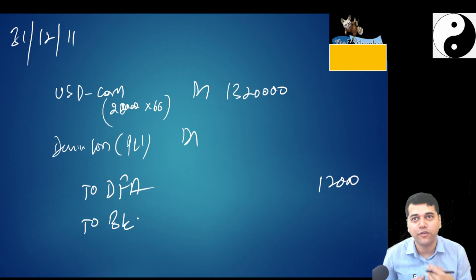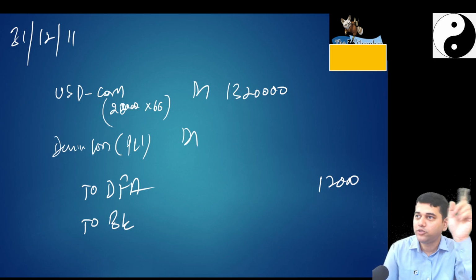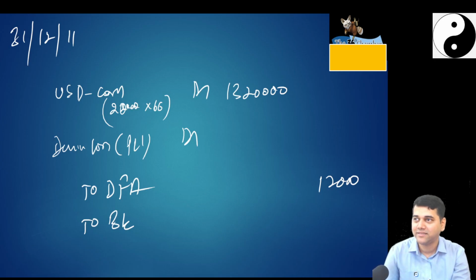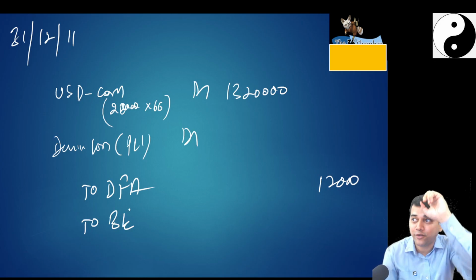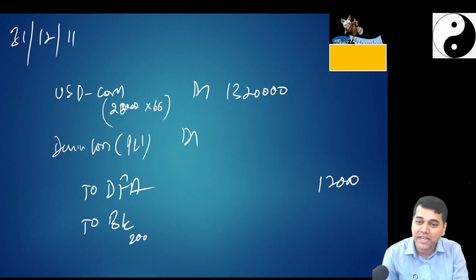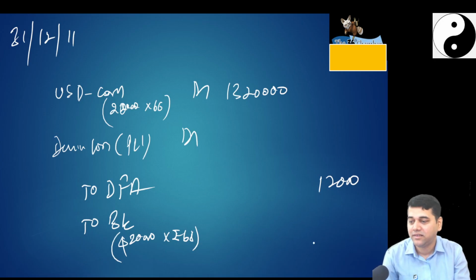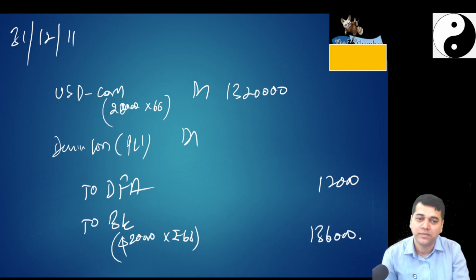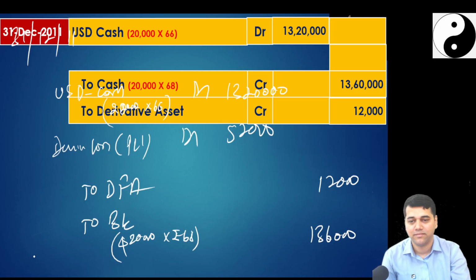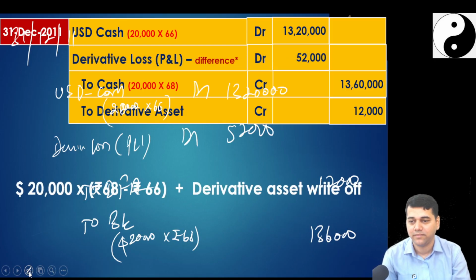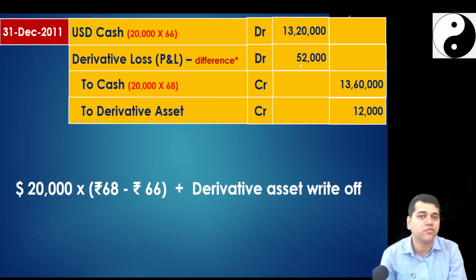Somebody gave you this $20,000 free of cost. To JT Bank, did you pay any cash? To get this $20,000, did you pay cash? You paid at 68 rupees, at the original forward contract. So, you paid $20,000 into rupees 68, 13,60,000. So, the differential figure 52,000 is your loss for the last quarter.